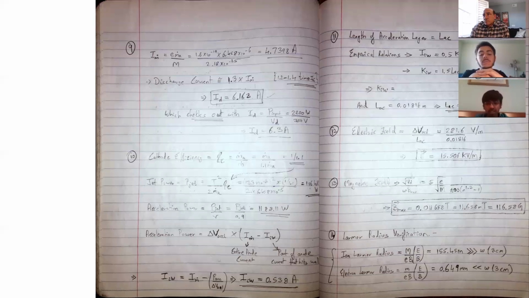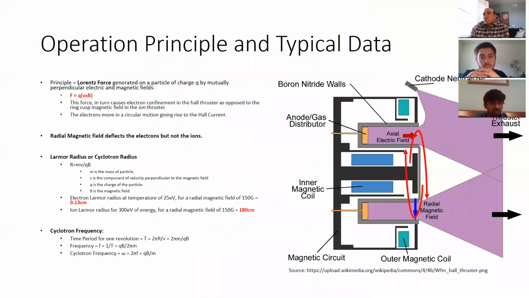I described Larmor radius before in this slide. So just to recap again, this Larmor radius is given by mv over qB, and this Larmor radius is again the radius with which these electrons or the ions rotate and revolve, sorry, when they are subject to a magnetic field. And once again, the most important point is that the electrons should get deflected and the ions should not get deflected by the magnetic field.